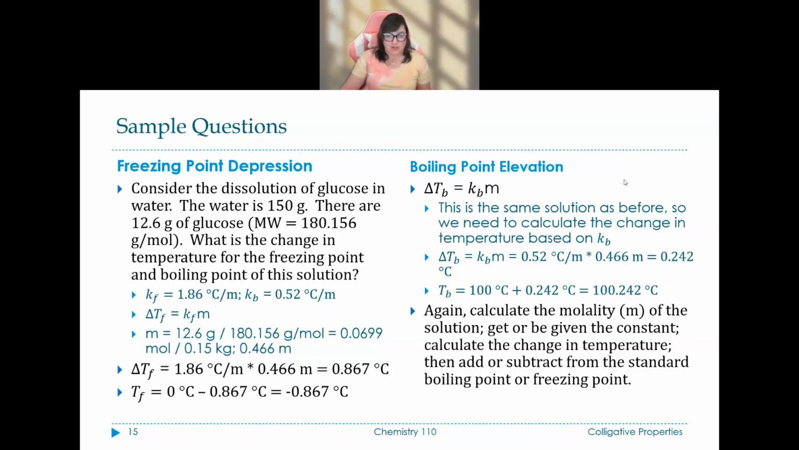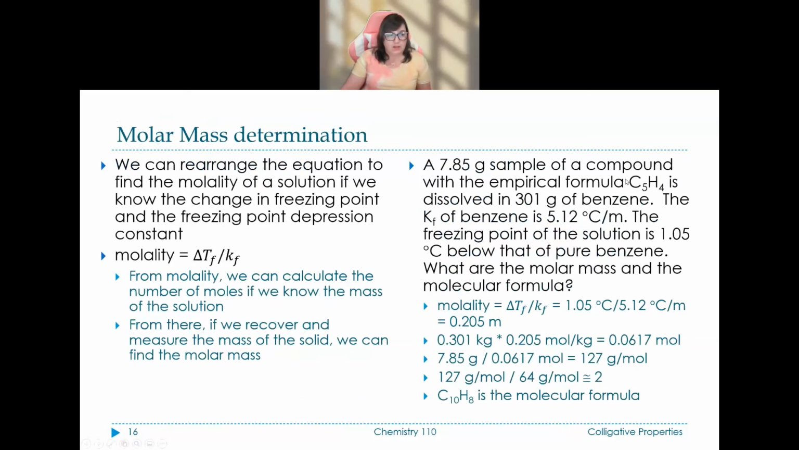Let's talk about molar mass determination. So one of the things that we can do if we rearrange this equation, we can see that the molality is equal to the change in the freezing point temperature divided by the Kf, so that molal freezing point constant. From the molality, we can calculate the number of moles if we know the mass of the solution. From there, if we recover and measure the mass of the solid, we can find the molar mass. Right, that all sounds like gibberish to me. So let's see what we're talking about here.